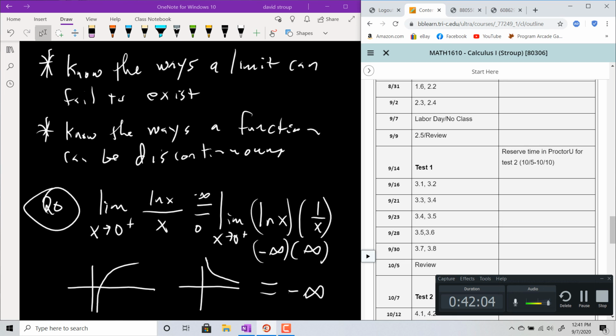You don't need ProctorU for test 1, but for test 2, you will need to reserve your time in ProctorU. So next week, hopefully when you get done with the test and you have some extra time, you can go ahead and reserve your time in ProctorU for the upcoming test 2, which will be based on web-assigned material. Okay, so I'll let you go. If you have any more questions, please ask them.